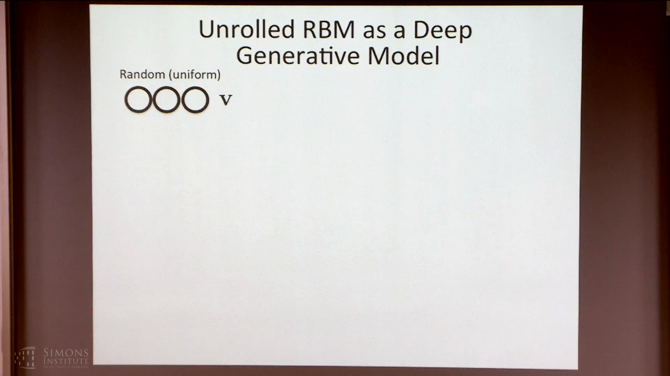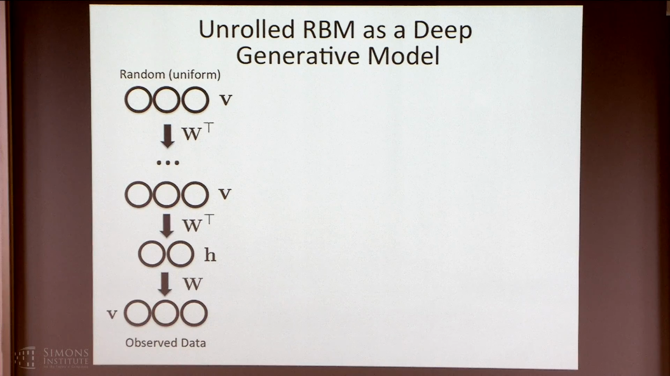It's just an approximation. So what you can do is say, well, forget about undirected graphical models. We're just going to unroll the whole procedure and treat this as a very deep directed graphical model, where we start at random, and then we go all the way down, and what we generate is the observed data. So that's my model.